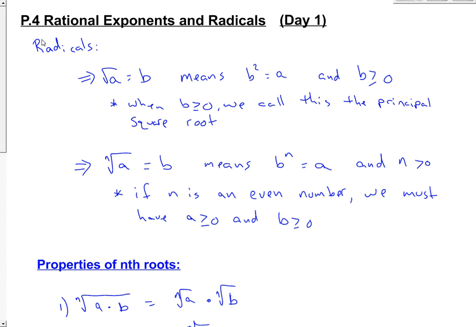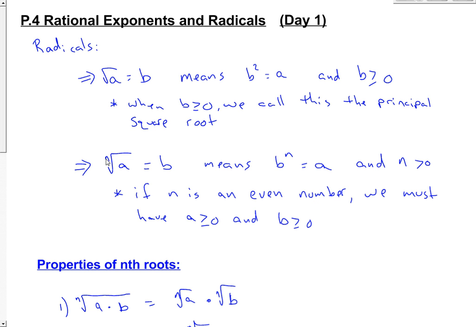This is chapter P4, section 4, rational exponents and radicals, day 1. Radicals is when you have the square root of something. We call that a radical. If you have a square root symbol without a number up here, the value of that radical is 2.